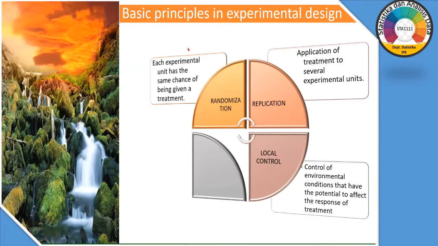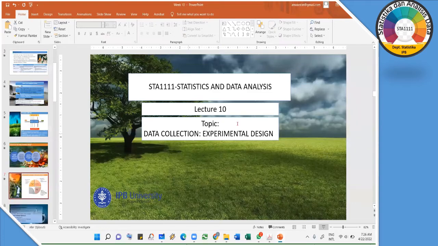Okay, as you can see here, in conducting an experiment, we need to understand more about the basic principles in experimental design. So there are a few basic principles in conducting experimental design, so that later on if you conduct an experiment, you need to consider these basic principles. So the first one, right? Maybe let me just go here. So the first basic principle is randomization.